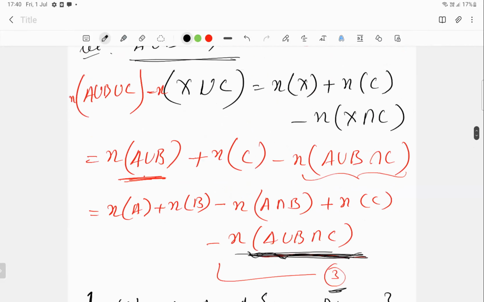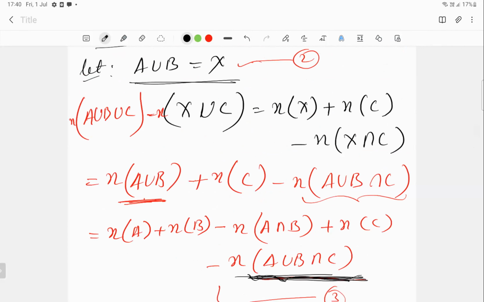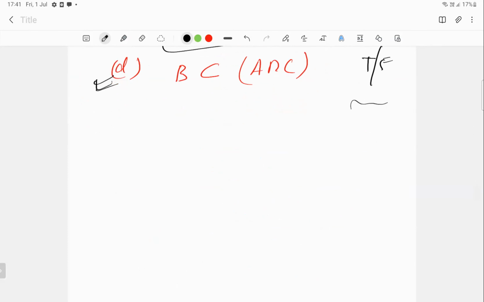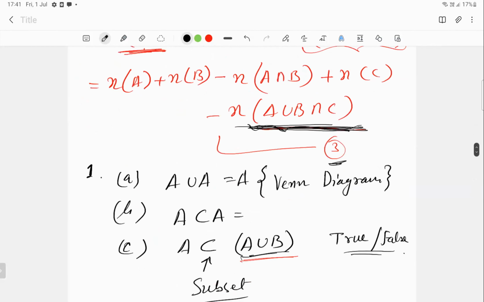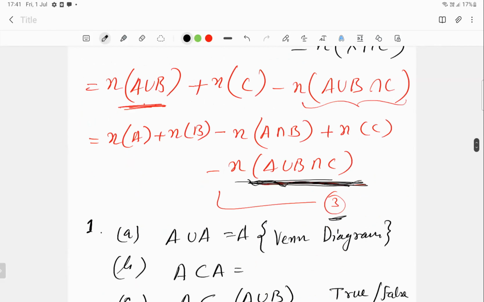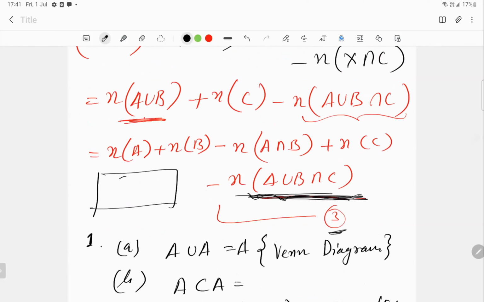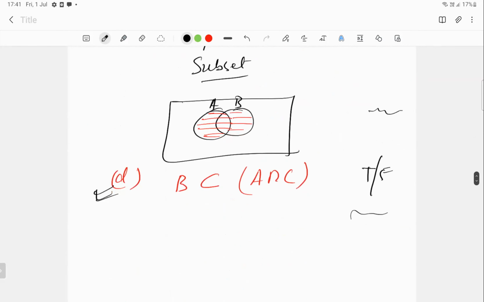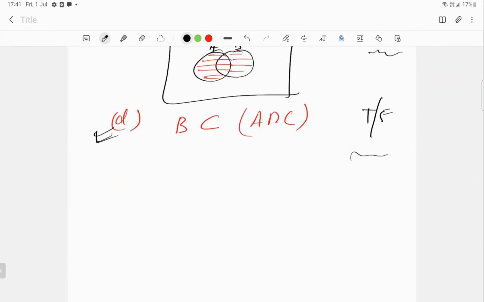For this problem, I have mentioned A, B, and C are all three joint sets. That means A intersection B intersection C is a subset of A, B as well as C in this problem. If you draw the Venn diagram for this, three circles, it will be like this. This part, A intersection B intersection C, is a subset of all A, B, C. And we are going to explore how we can simplify this. So what is the answer for this one? It can be true or it can be false.